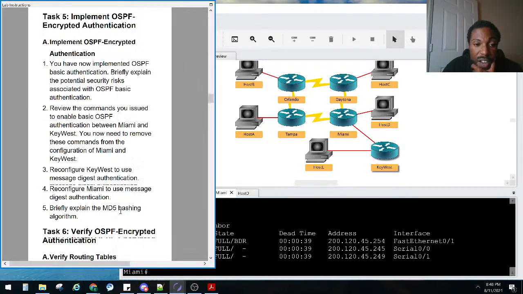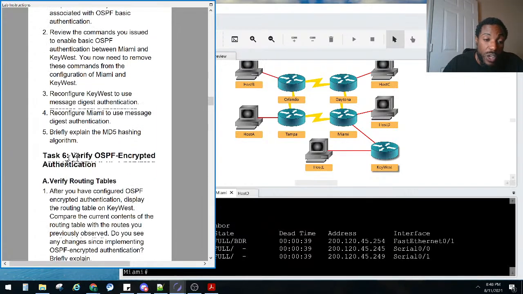Briefly explain the MD5 hashing algorithm. I don't need to do that because Pete and Morningstar did it in the chat over there. Foster said clear process. I might have been able to do that too. I could have cleared the process, and I think that would have brought up the relationship. Wonder if that's a Boson thing. Who knows? That's a good question. But yeah, that was weird.